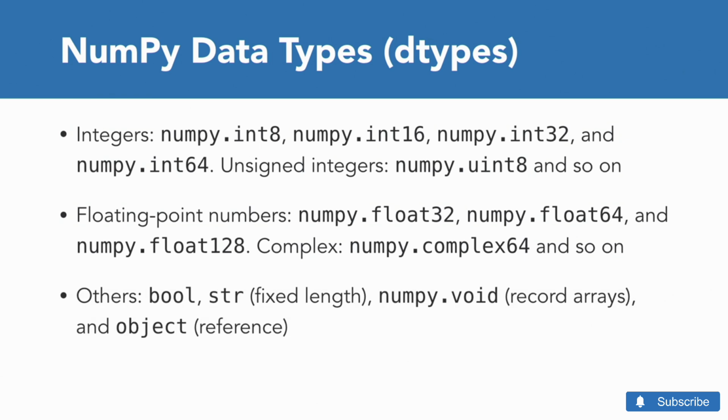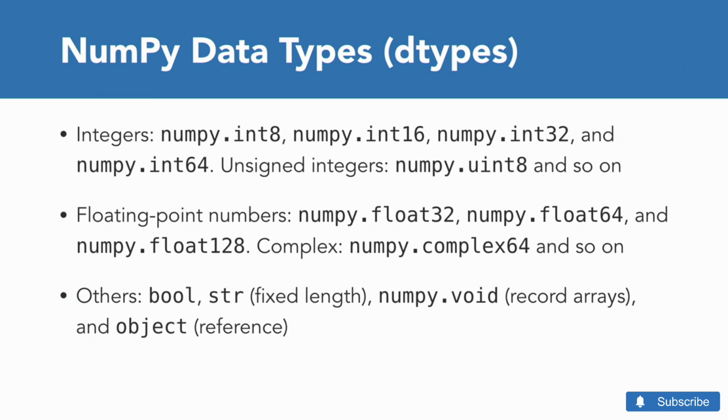There are other more specialized types: complex numbers, booleans, true or false, bytes, Unicode strings, for which you need to specify lengths, void, used for record arrays, and object, which is in effect a pointer to arbitrary Python objects.